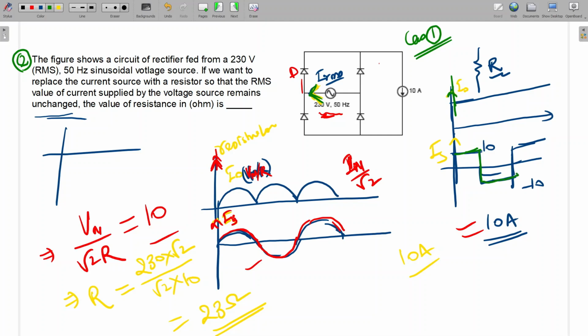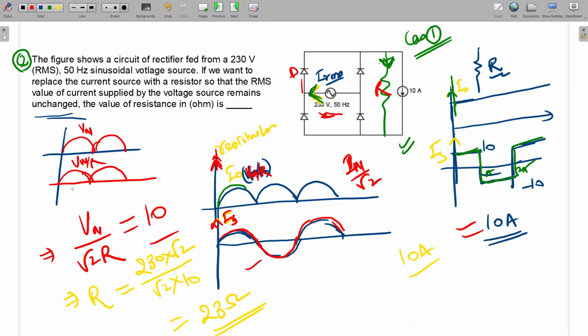Because the source current waveform will be a square waveform. Here this is pi, this is 2 pi. This is the source current waveform in this case. If we replace this load with a purely resistive load, what will be the load current? First, the load voltage will be like this, full rectified, with peak Vm. Load current will be Vm upon R; this peak will be Vm upon R.